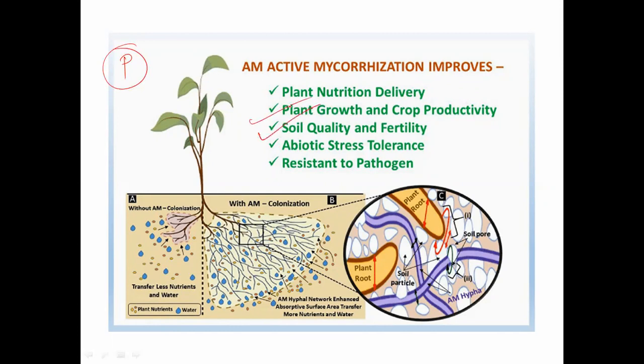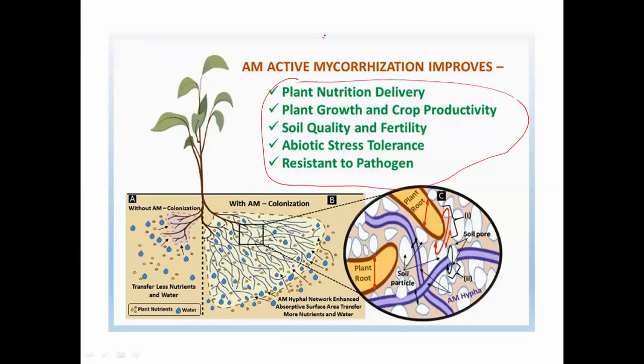Once there is phosphorus, automatically there will be growth, and it will improve the soil fertility status. It also helps with abiotic stress: if there is nutrient deficiency or moisture deficiency, in that condition the mycorrhiza will help. Also, for soil-borne diseases, the mycorrhiza helps to control those pathogens. So these are all the benefits from the mycorrhiza.